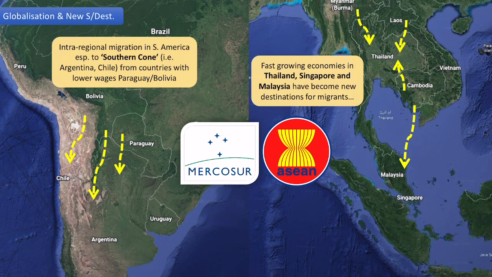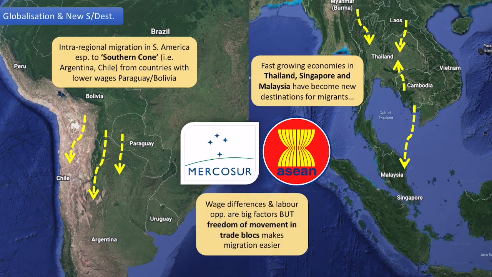But we've also got to consider that there is freedom of movement. In Mercosur in South America, but also in ASEAN, there is freedom of movement in those trading blocs. So not only are people moving for the money, but they can move much more easily because there are no visas and restrictions on their movement between those countries.